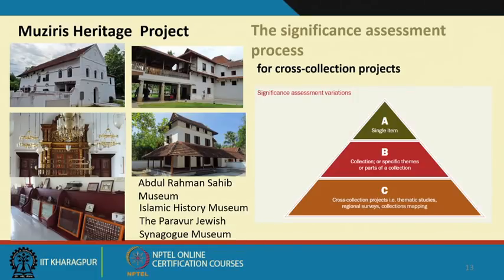They are spread in a region along with the water body and the natural landscape, and the different types of community, their places of worship, their architectural style, all of them contribute to a cross-collection project, because this shows how different religions and cultures from far away places, who also brought Roman coins and other things, contributed to the making of the Muziris style. So this is an example of a cross-collection project based on thematic studies, regional surveys or collections mapping.